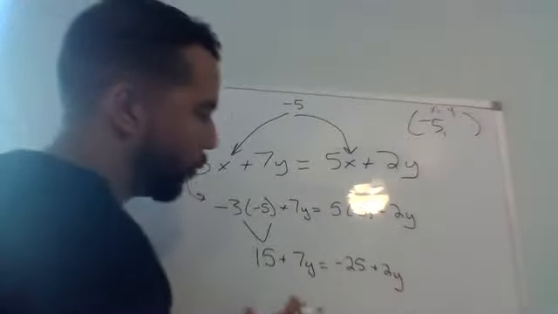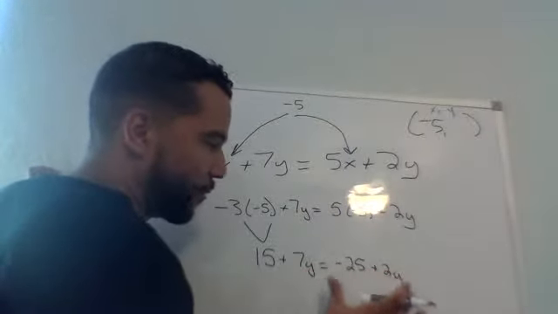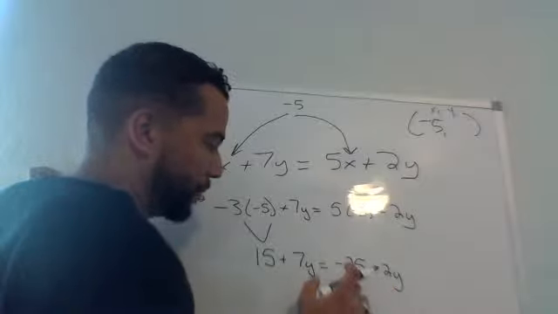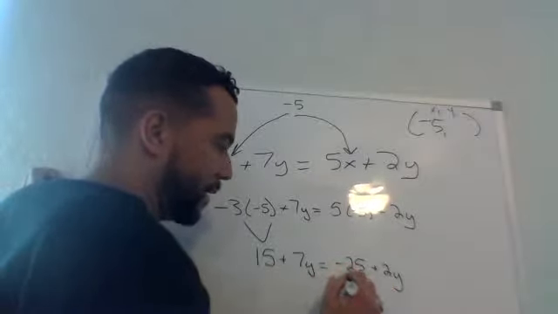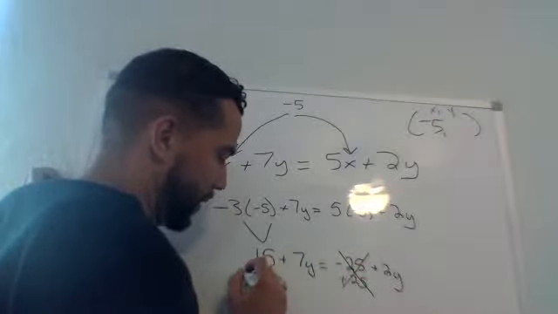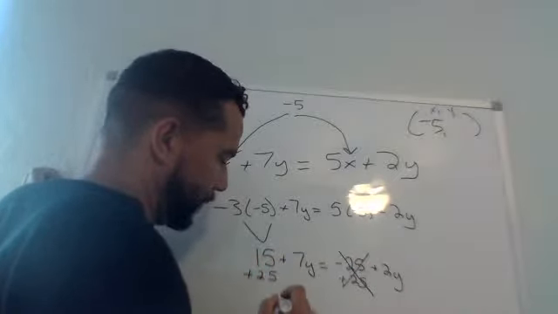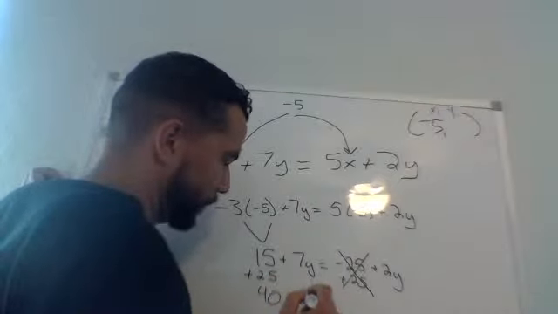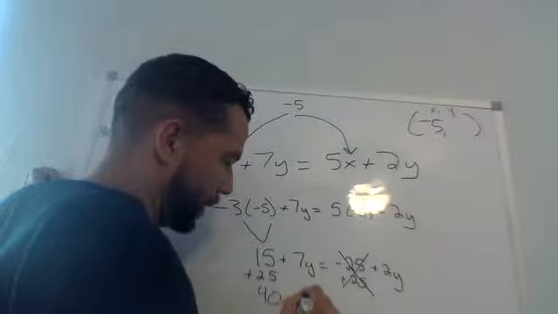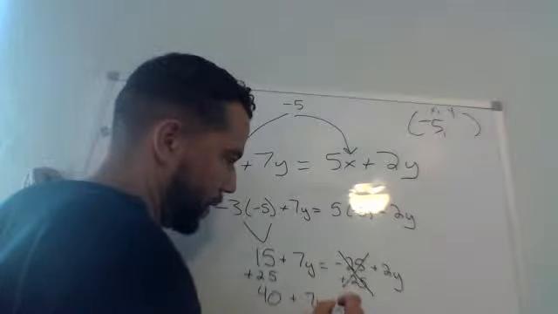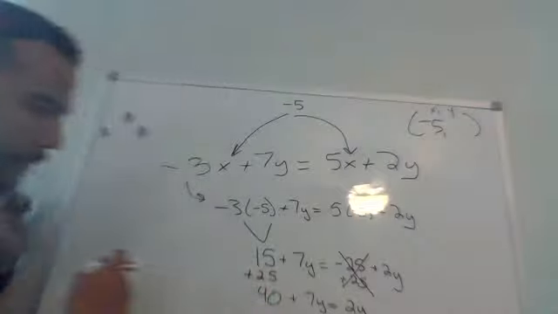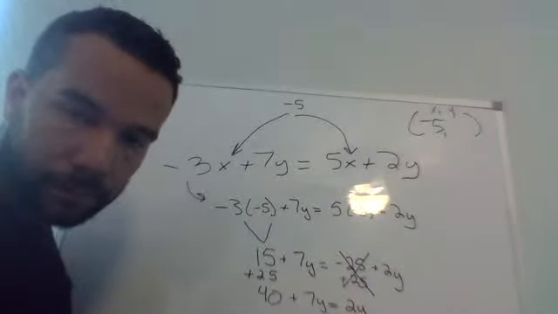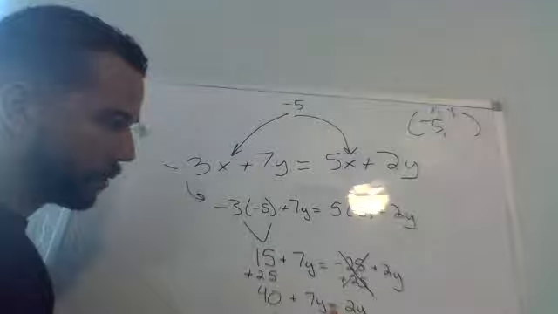So, what are we going to do now? We need to start combining everything. We need to get the y by itself. So, if we're subtracting here, we can add over there. So, let's get rid of that. Add 25. So, 15 plus 25, that would give me 40 plus 7y equals 2y. So, questions here.